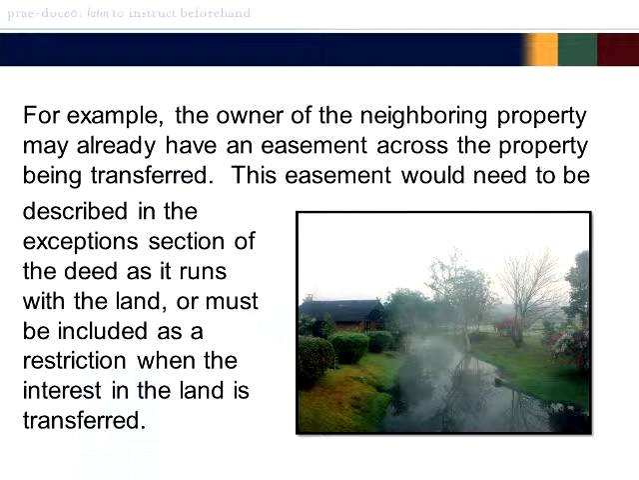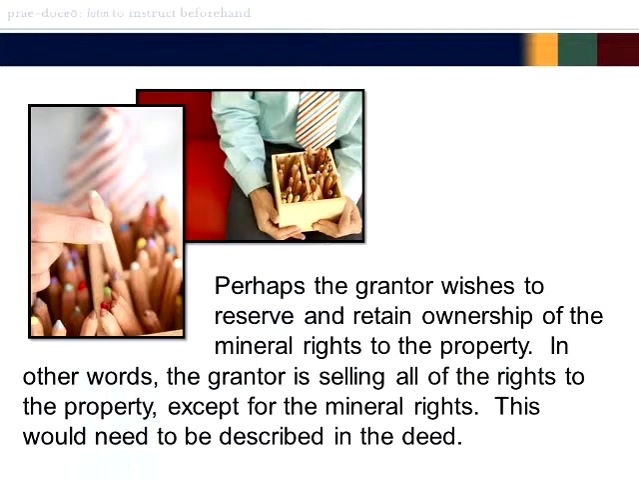This easement would need to be described in the exceptions section of the deed as it runs with the land, or must be included as a restriction when the interest in the land is transferred. Perhaps the grantor wishes to reserve and retain an ownership of the mineral rights to the property. In other words, the grantor is selling all the rights to the property except the mineral rights. This would need to be described in the deed.